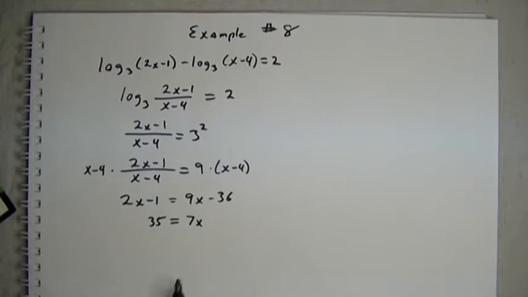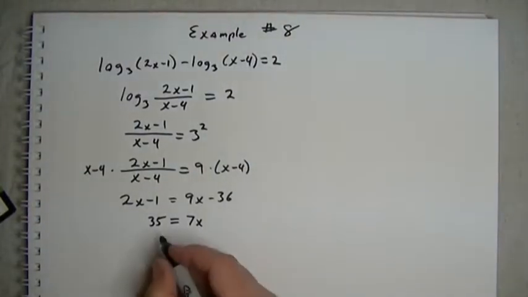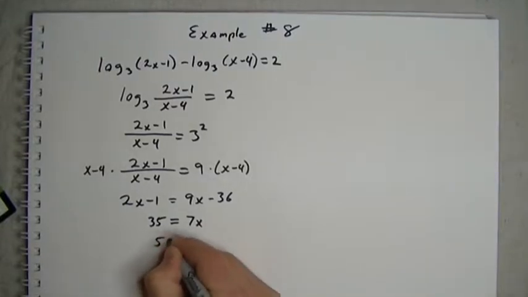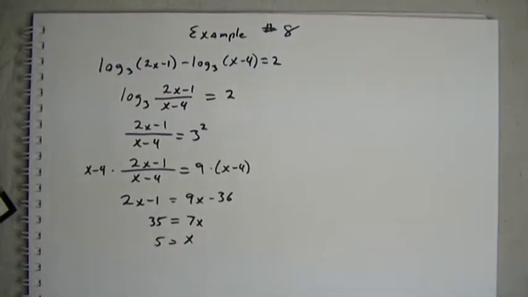Okay. Now I got all my variables here, all my constant terms here. Just going to divide by 7. 5 is equal to x. How cool is that? We only got one answer this time. We didn't have to do a quadratic thing at all. We got one answer. It's positive. We should feel pretty good about it.